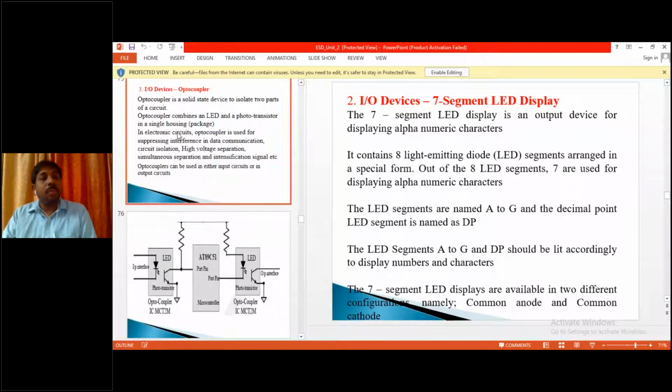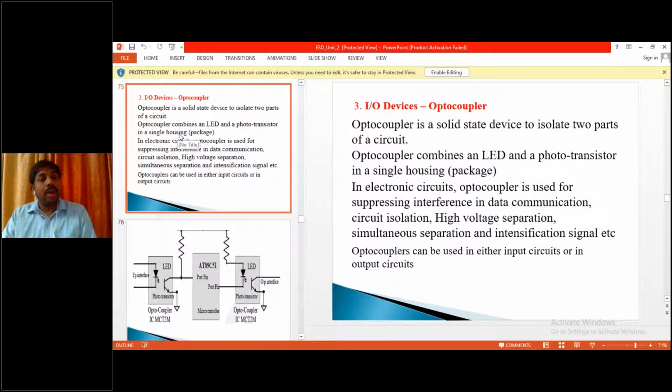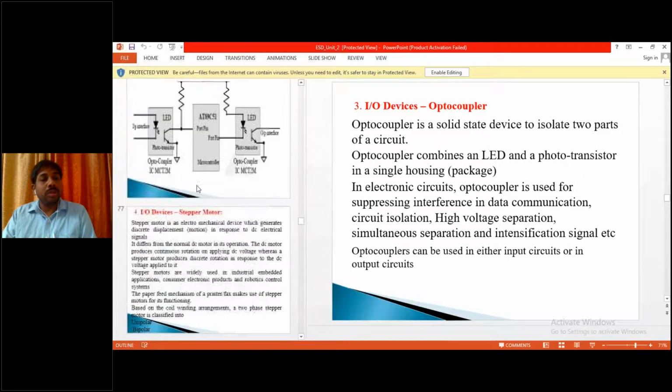So there is one more device called optocoupler. It is a solid state device. It is going to isolate two portions of a circuit. The left portion consists of an LED. The right portion consists of a phototransistor. They are kept in a package. The main purpose of optocoupler is suppressing the interference in data communication, circuit isolation, high voltage separation, simultaneous separation, intensification cell.